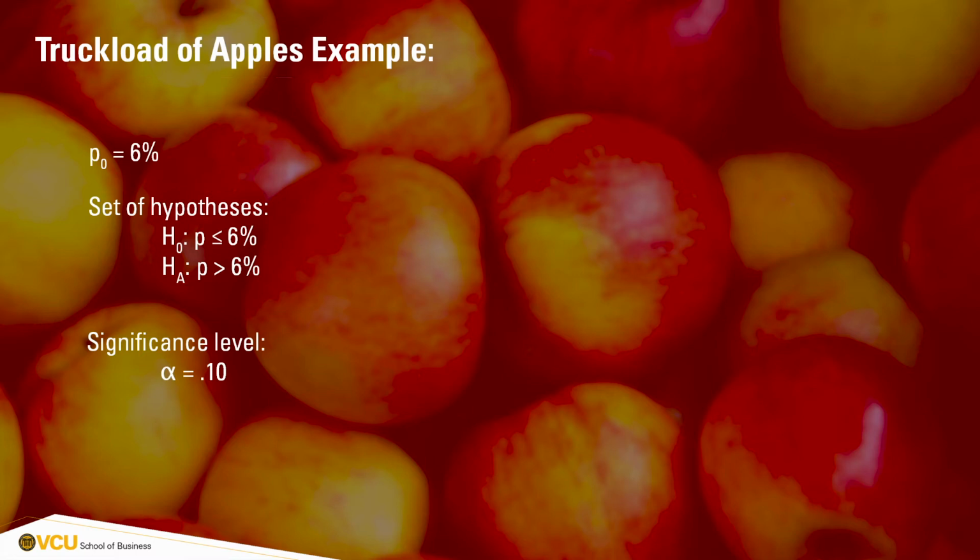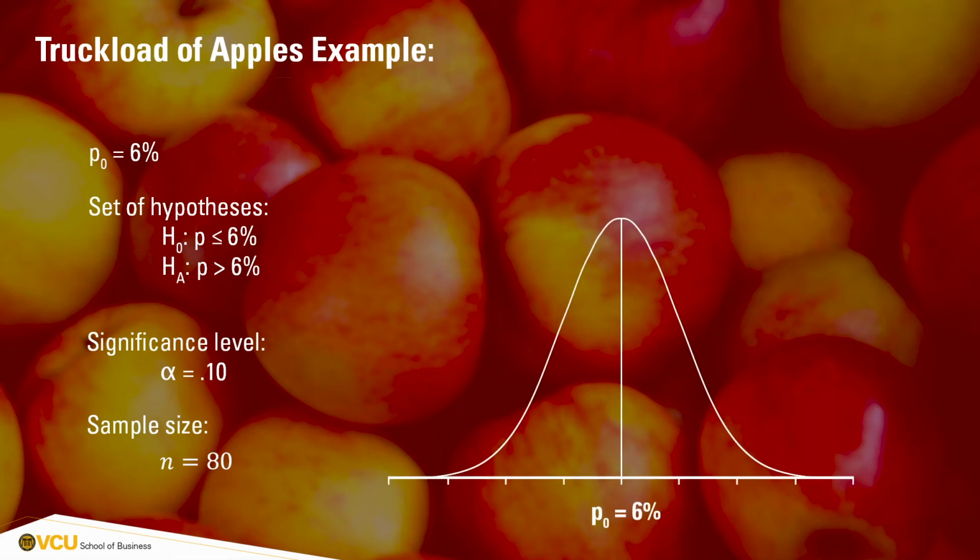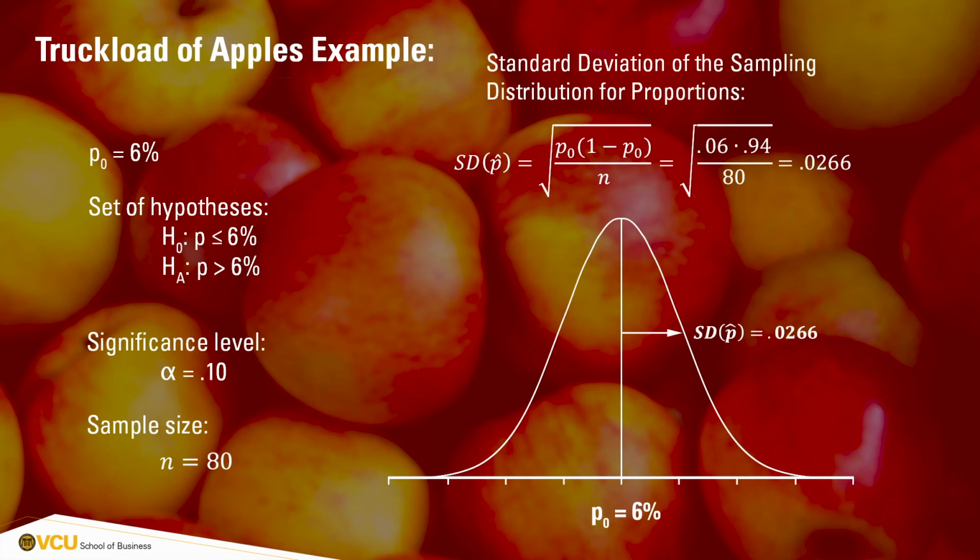If the inspector collects a random sample of 80 apples, then we can assume the sample to meet all necessary inferential conditions for the sampling distribution of proportion to be normal and centered around 6% because we have assumed the null hypothesis to be true. Using the formula seen before, we can estimate the standard deviation of the sampling distribution for proportions to be about 0.0266. Remember, because we assumed the null hypothesis to be true, then we also assume to know the population proportion. That's why we can calculate the standard deviation rather than the standard error.